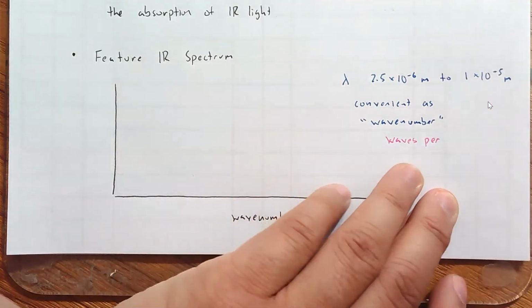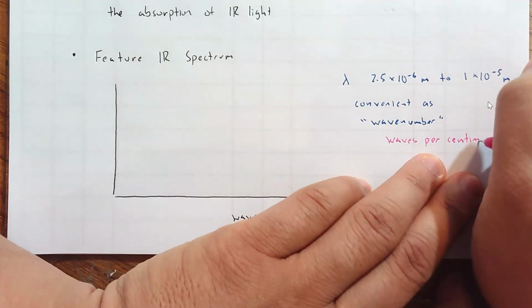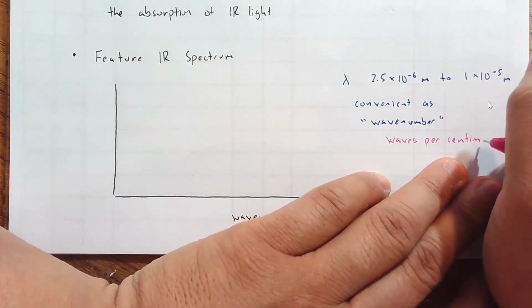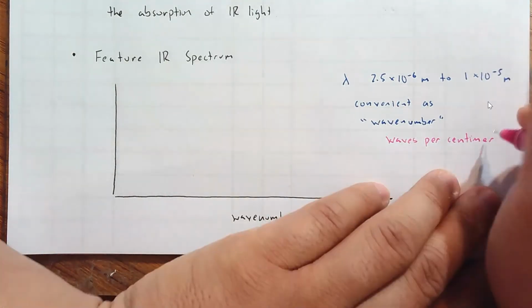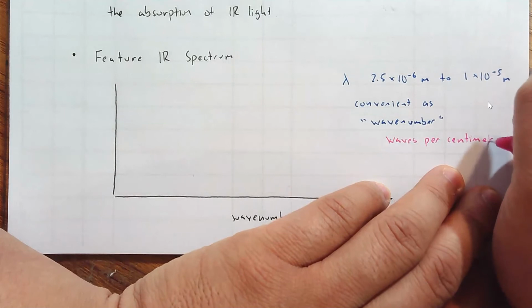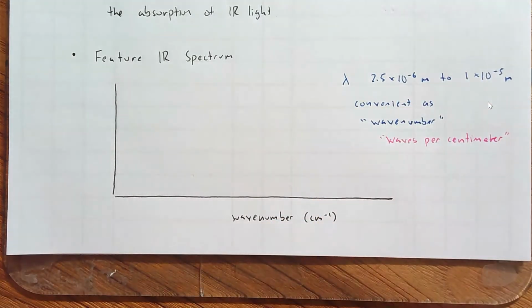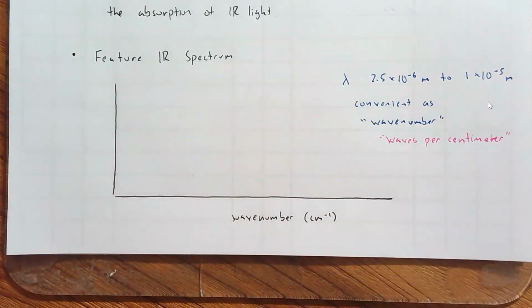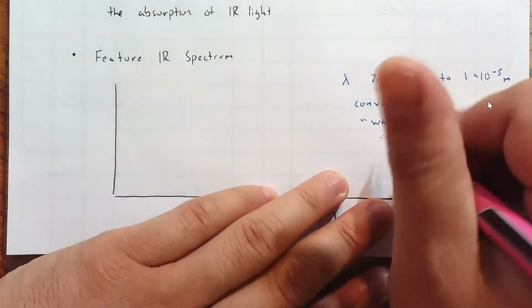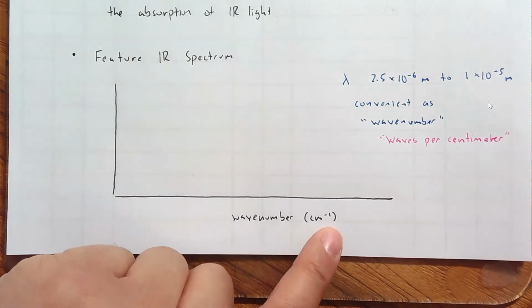How many waves pass a certain point per centimeter, or how many waves... Oh no, how many waves are in a centimeter? My bad. It's actually considered a frequency. Waves per centimeter. How frequent a wave occurs in a centimeter. So sometimes, instead of saying wave number, you just say frequency.